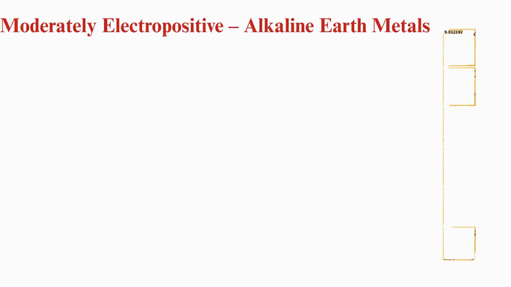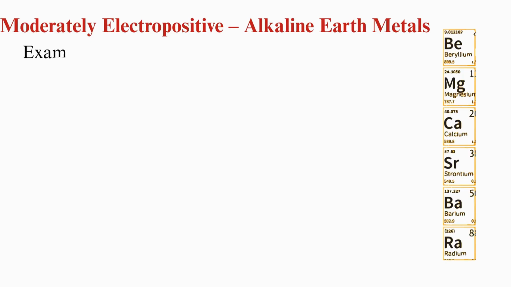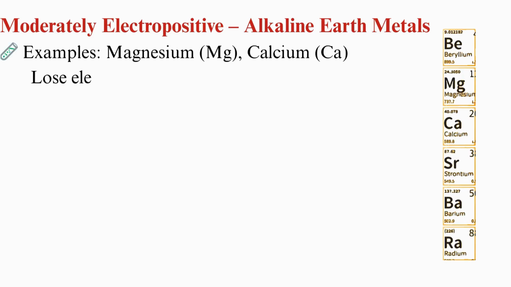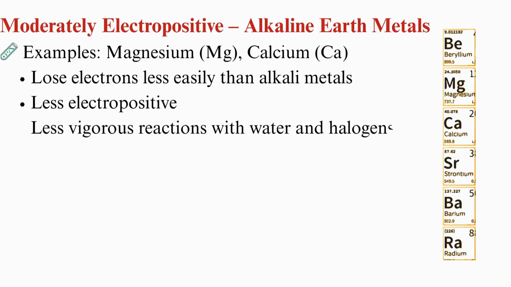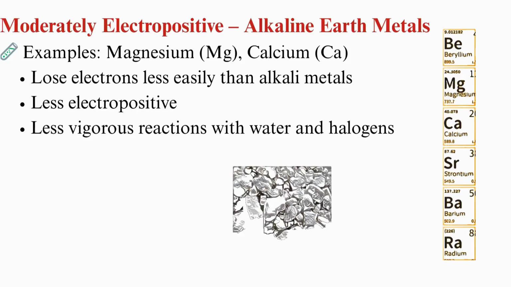Moderately electropositive: alkaline earth metals. Examples: magnesium, calcium. They lose electrons less easily than alkali metals. They are less electropositive, with less vigorous reactions with water and halogens.